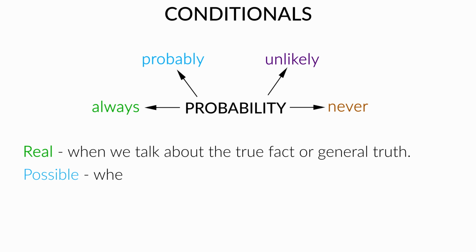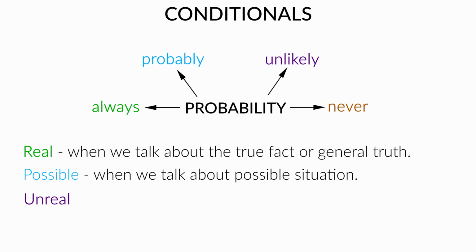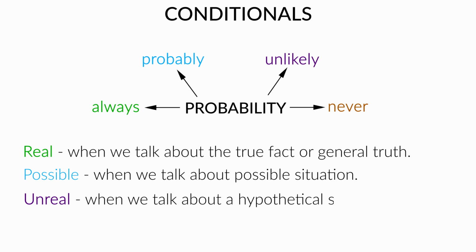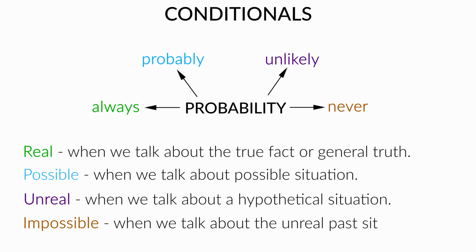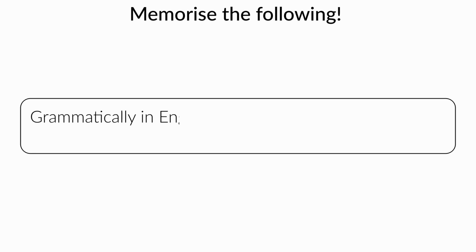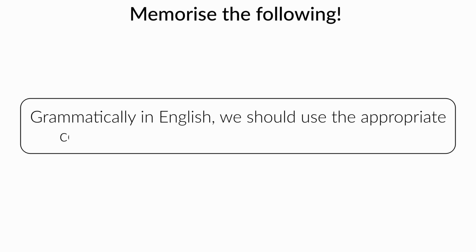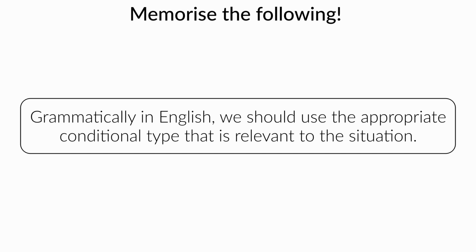Possible. When we talk about a situation that may or may not happen. Unreal. When we talk about a hypothetical situation. This means that such kind of situation is unlikely to happen. Impossible. When we talk about the unreal past situation. Do you remember situations from your past in which you would have acted differently under different circumstances? Memorize the following. Grammatically, in English, we should use the appropriate conditional type that is relevant to the situation.